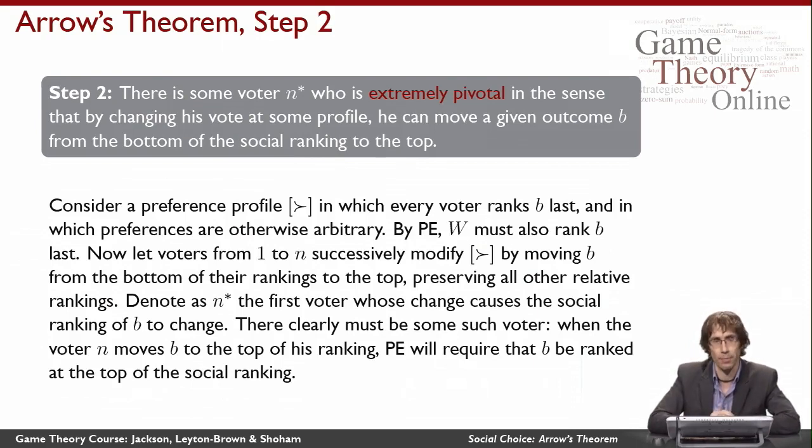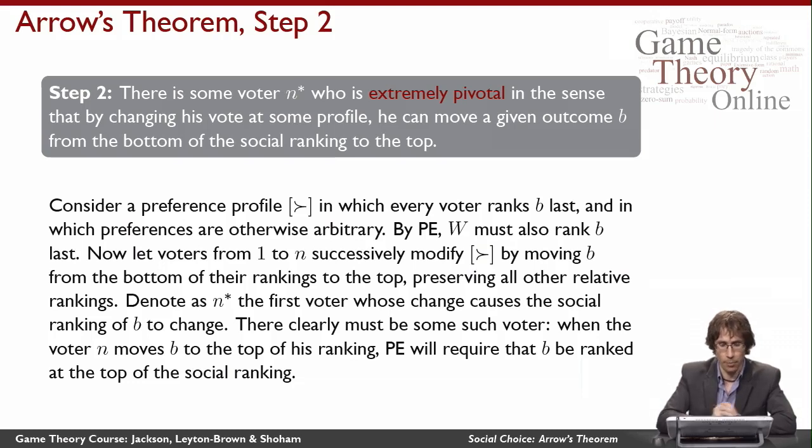This is the crucial step now. So now I want to claim that there exists some special voter, and I'm going to give that voter a name. I'm going to call him N star, who is extremely pivotal in the following sense. I want to say that he's able to change his vote at some preference profile. So there exists a preference profile where if he changes his vote, he can move a given outcome B from being at the very bottom of the social ranking to the very top. So there exists at least some circumstance in which some person is able to make a really big difference to the social choice. He can move B from being the very least preferred thing to the very most preferred thing. Let's see why that would be true.